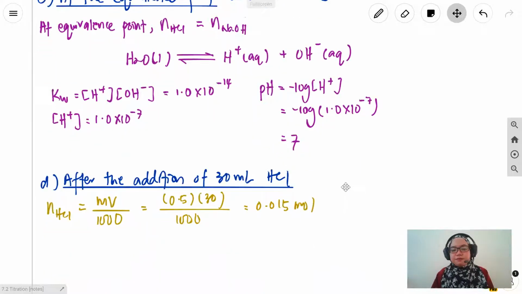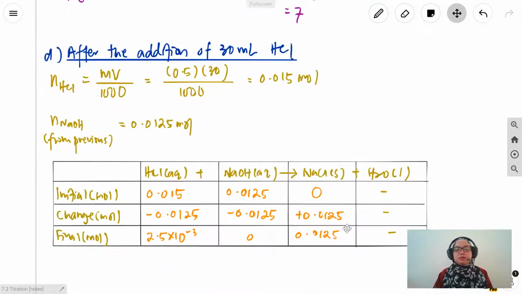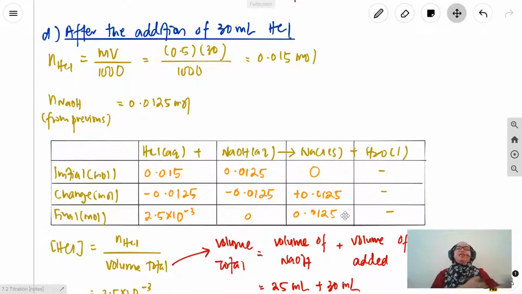Okay, now, let's calculate the pH of the solution after the addition of 30 ml HCl. So, dia dah macam sampai end point lah ni. So, first kita cari number of mole of HCl. So, when we find number mole of HCl, we find it 0.015 mole. And we got the mole of sodium hydroxide from the previous question where it is 0.0125 mole.